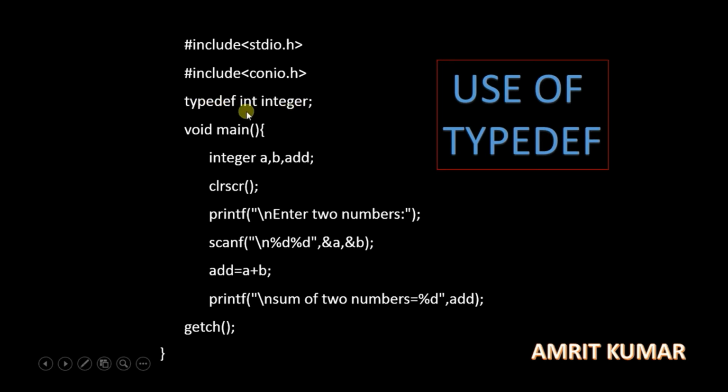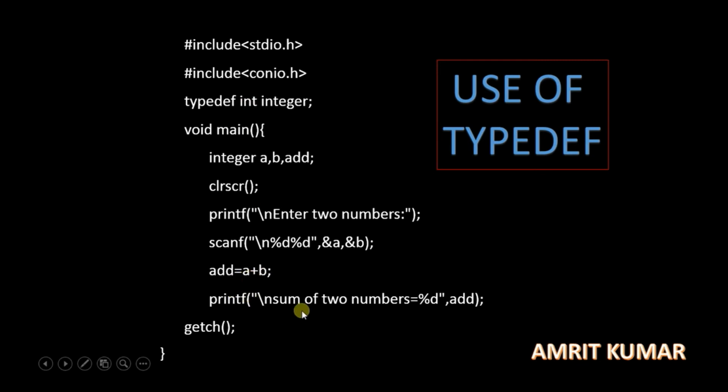Reserved keyword. So whatever value the user has given us is going to be stored in the a and b variables with the help of scanf. Then I am adding these two variables, and after the addition I am assigning that value into the add variable. The add variable is also an integer type variable. You can see here.